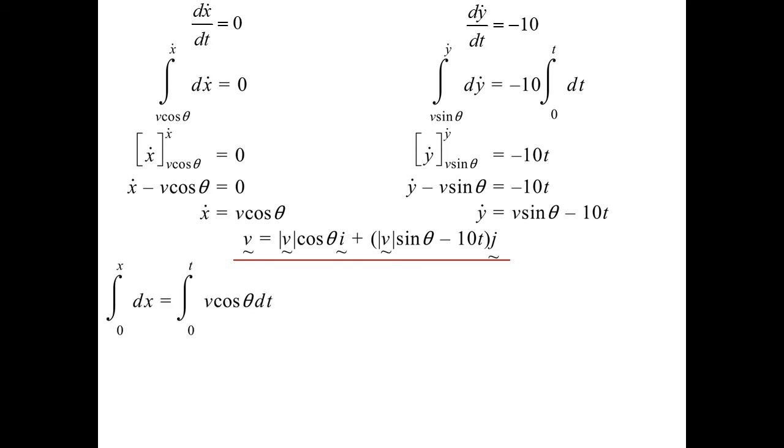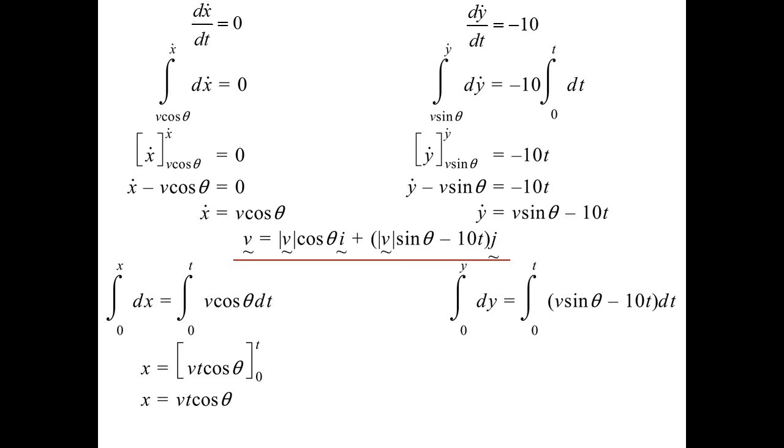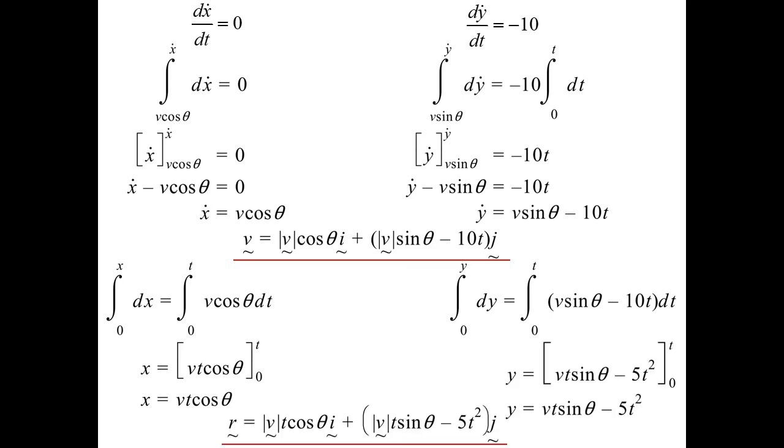All right, let's find displacement. So now, velocity I'm thinking of dx by dt. Separate the variables, do it again. Integrate both sides, we get vt cos theta. Now let's do the y one. Integrate both sides, vt sine theta minus 5t squared. There is our displacement vector. By the way, you'll notice I've just put r and I didn't bother going r of t. That's okay. You don't have to put the t in there. I mean, we understand t is the pronumeral in all this.